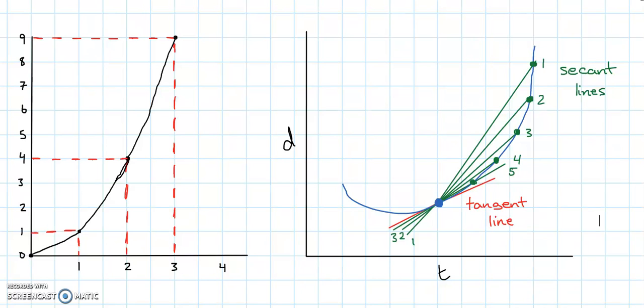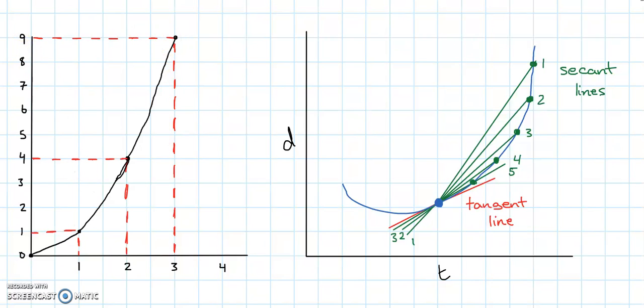A limit can be described as when an x value is approached, there is a y value that is being approached. For example, in this graph, we can see that when the x value approaches 1, the y value approaches 1. So 1 would be the limit here. And when x approaches 2, the limit is 4. And when x approaches 3, the limit is 9.